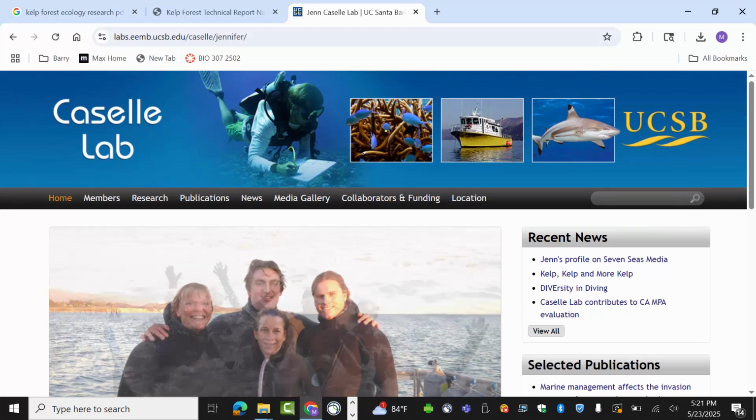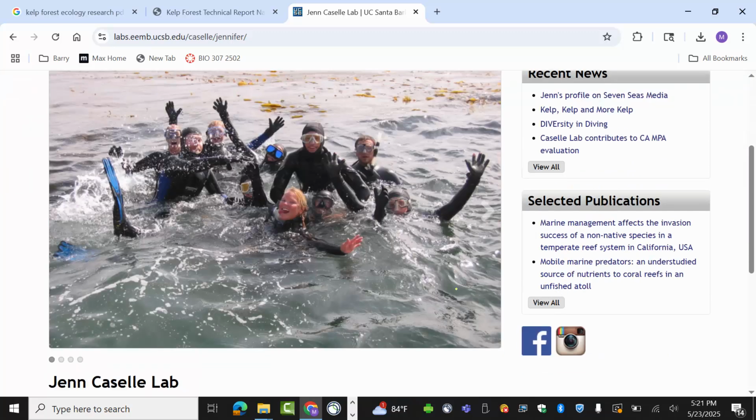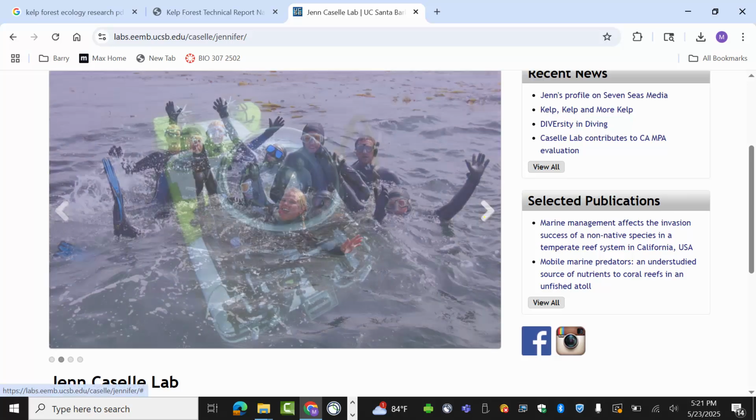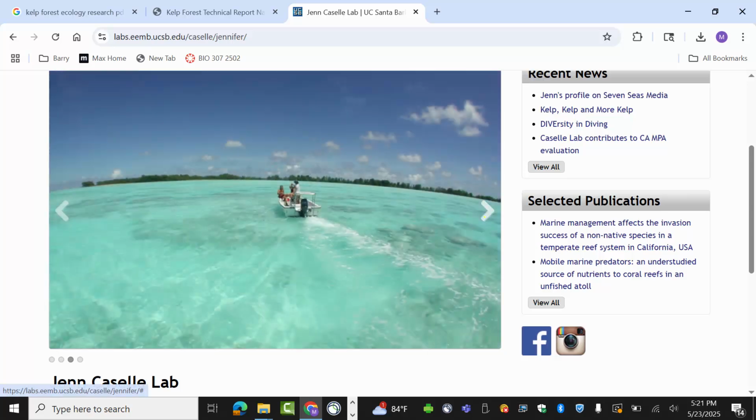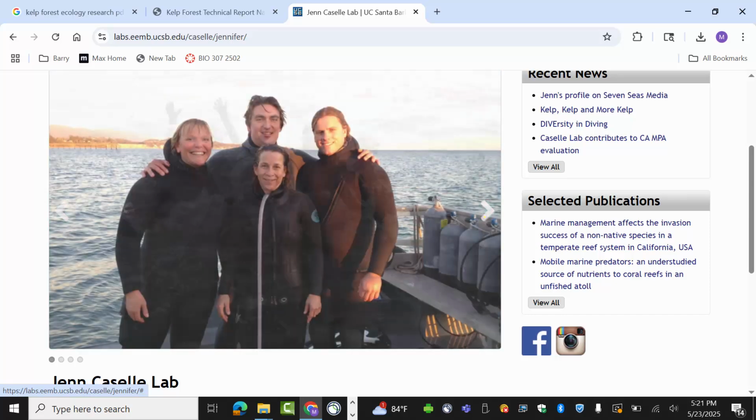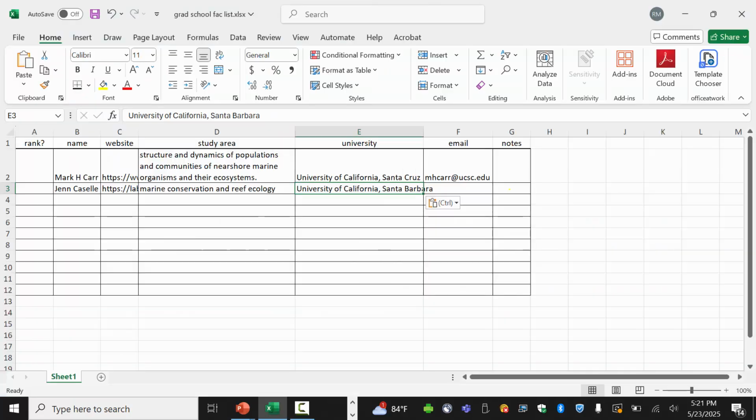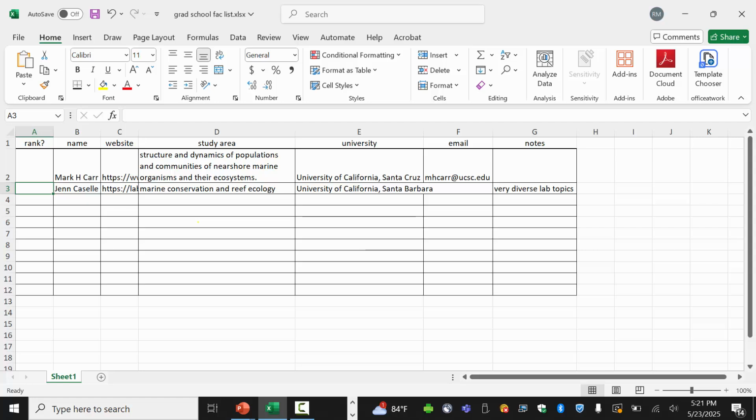But she might look at this and like, oh wow, she does a lot in her lab. Look, they do stuff in cold water, they do submersibles, they do some tropical marine stuff. So maybe that's something you want to put in the notes. Very diverse lab topics. And then maybe you say, you know what, I really want to come back and make sure I look at her again. I'm going to give her a rank of a 2. That's not a relative thing. It's just to say that yes, I want to take a look at her again in the future. She's not a slam dunk like a number one, but boom.